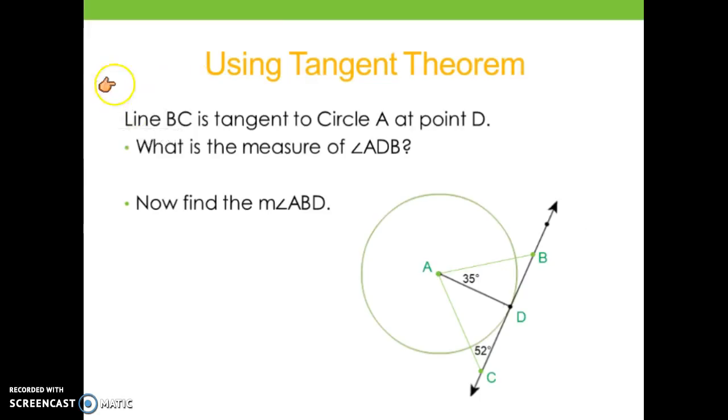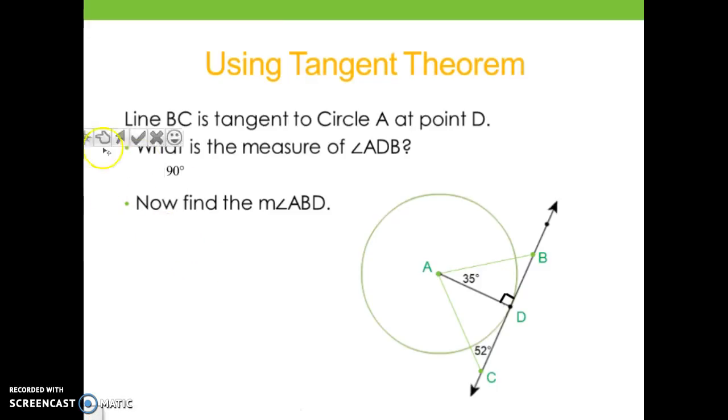So let's take a look. Let's use the tangent theorem. Line BC is tangent to circle A at point D. So what does that tell me right away? That radius AD is perpendicular to segment CB because that's a tangent line and that's the radius meeting at the point of tangency. So what is the measure of angle ADB? It's a right angle. Right angles measure 90 degrees, so that is a 90-degree angle.